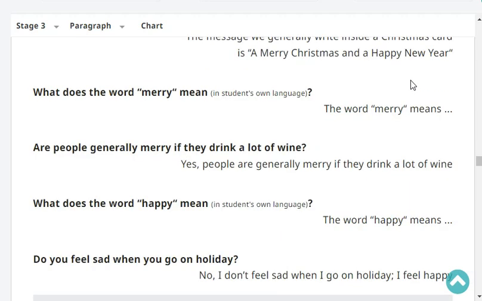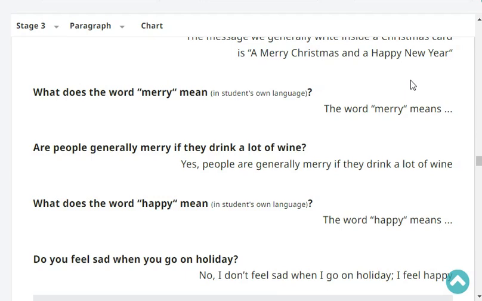What does the word merry mean in Japanese? The word merry means tanoshii, 楽しい, in Japanese. Are people generally merry if they drink a lot of wine? Yes, people are generally merry if they drink a lot of wine. What does the word happy mean in Japanese?